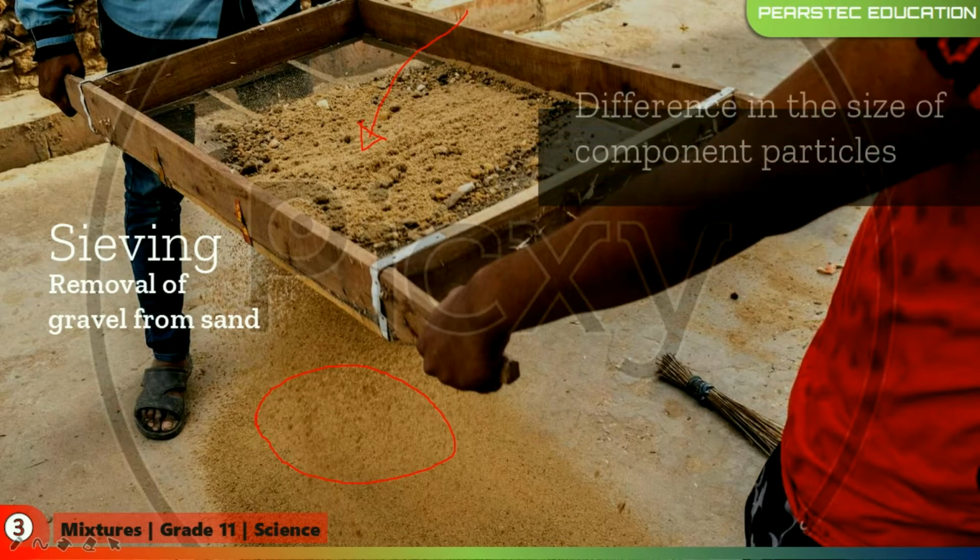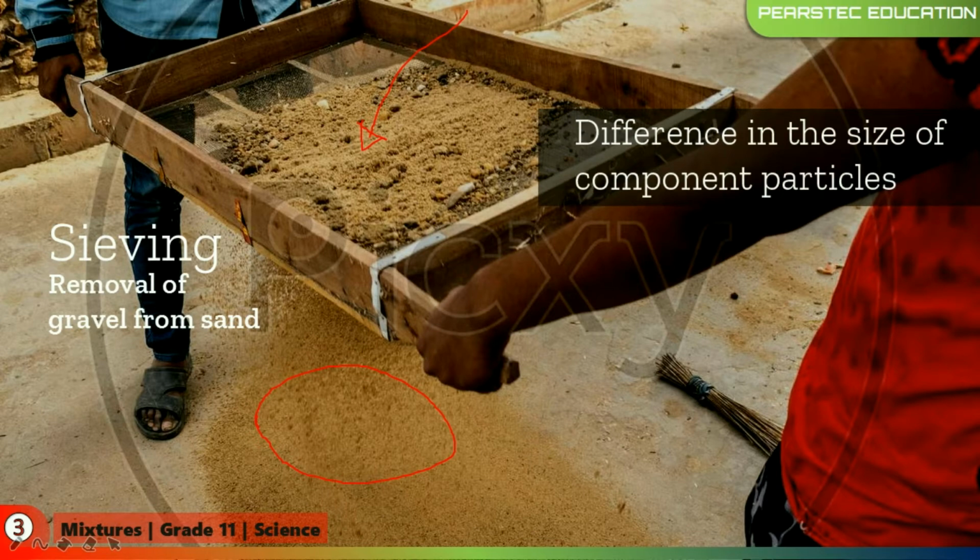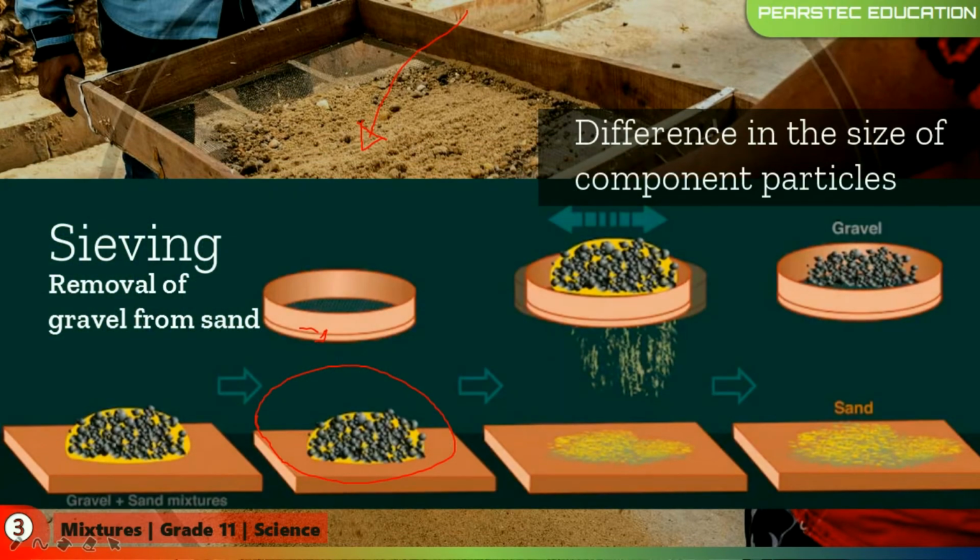So there also the difference in the size of the component particles comes into action. These particles are of a smaller size. That is why the sieving method is used to separate the gravel from the sand. Here you can exactly find out what is happening in this region.